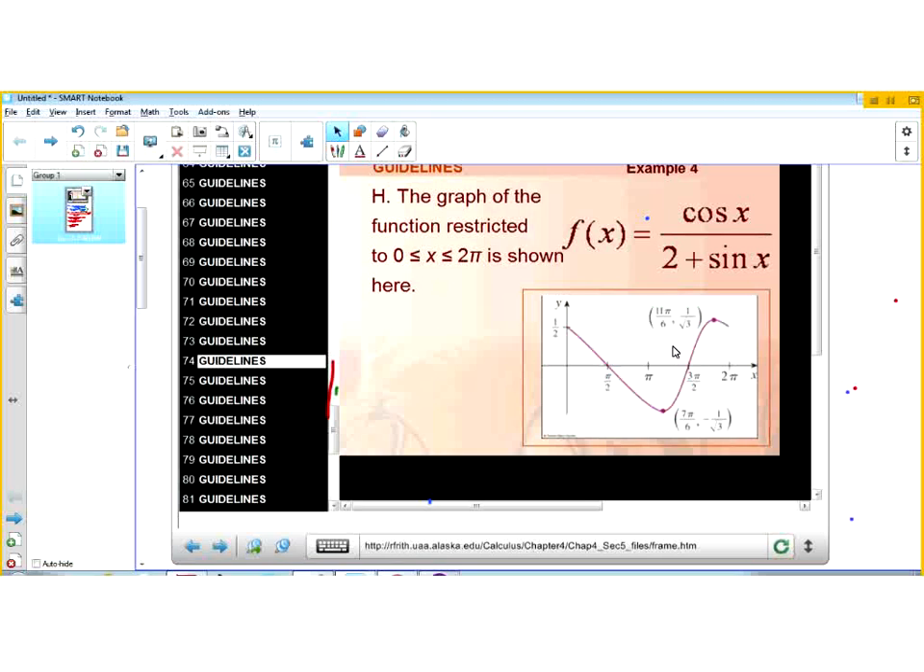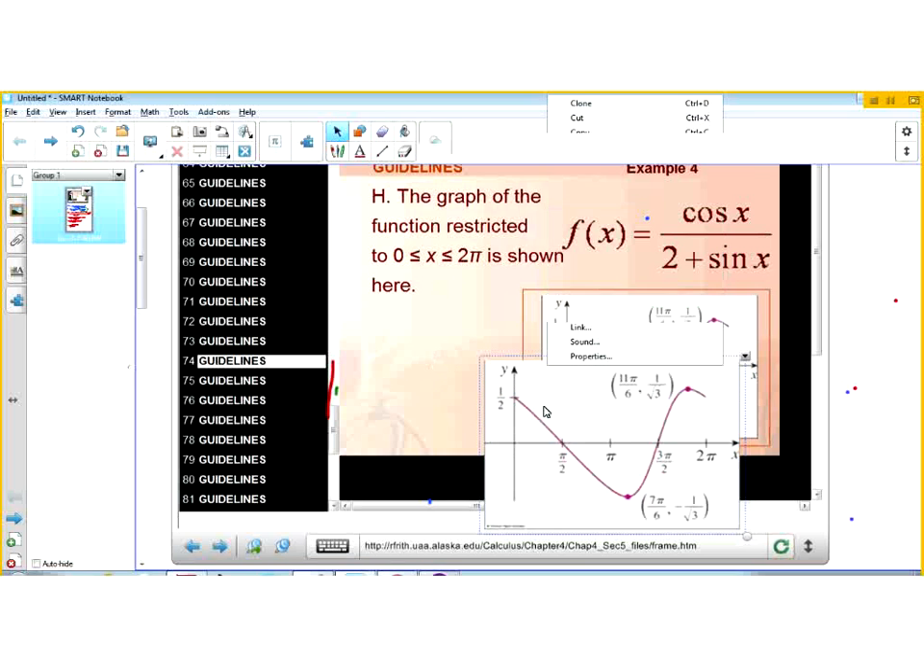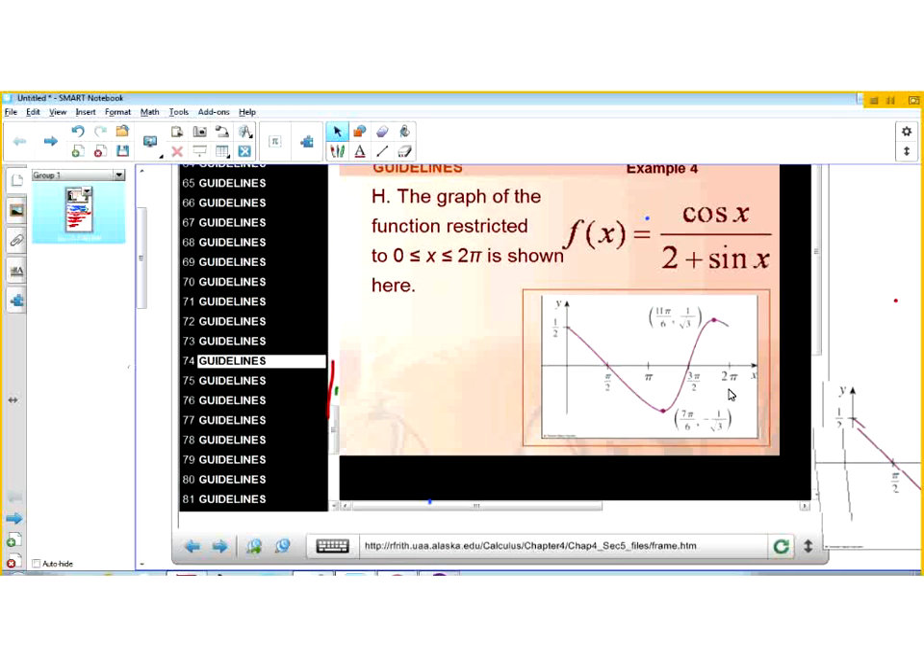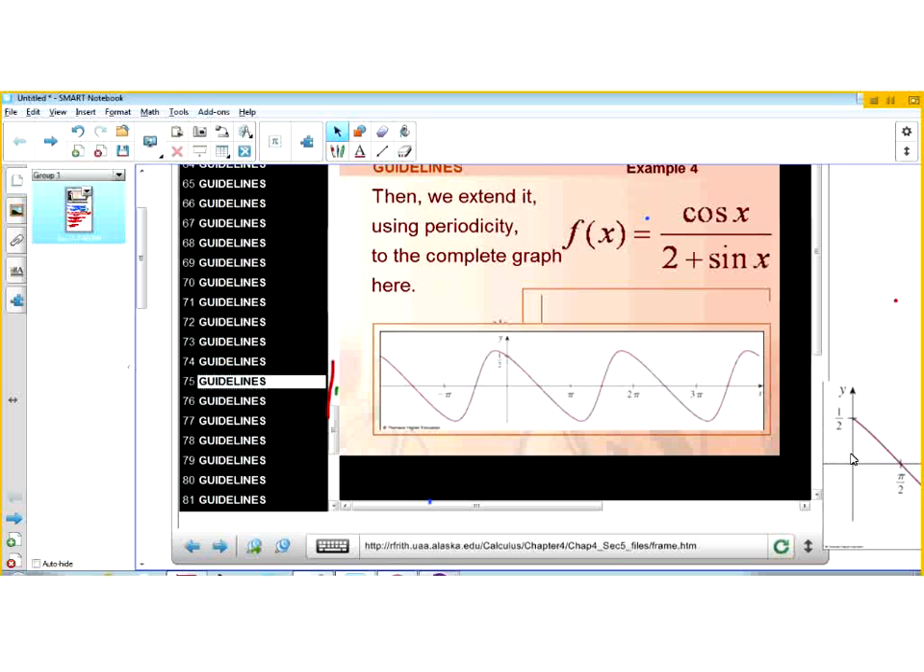We calculated concavity. It's concave down on pi halves to 3 pi over 2 and concave up elsewhere on one period. So this is for all intents and purposes one period of the graph. To sketch the entire graph, the graph on the entire x-axis, we cookie cutter it, right? So let's do that.